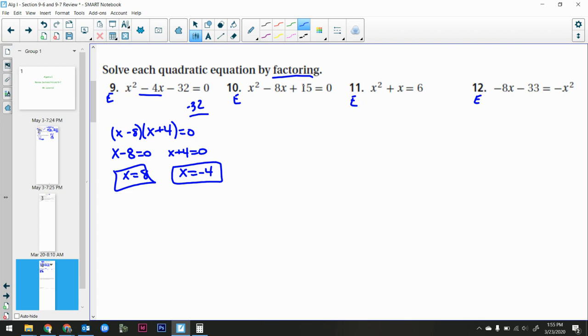Again, already an easy type factoring. Factors of 15 that add to get to -8. Positive 15 going to a negative, they both got to be negative. -3 times -5. That means we've got an x minus 3 and an x minus 5. Set the x minus 3 equal to 0. Set the x minus 5 equal to 0. Add the 3. Add the 5.